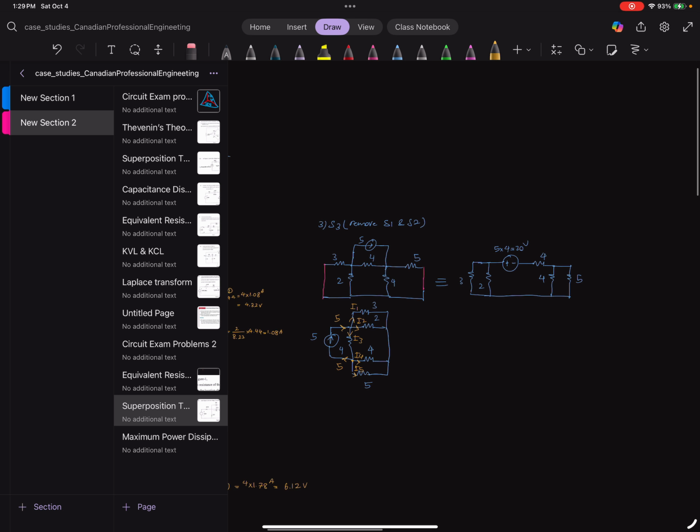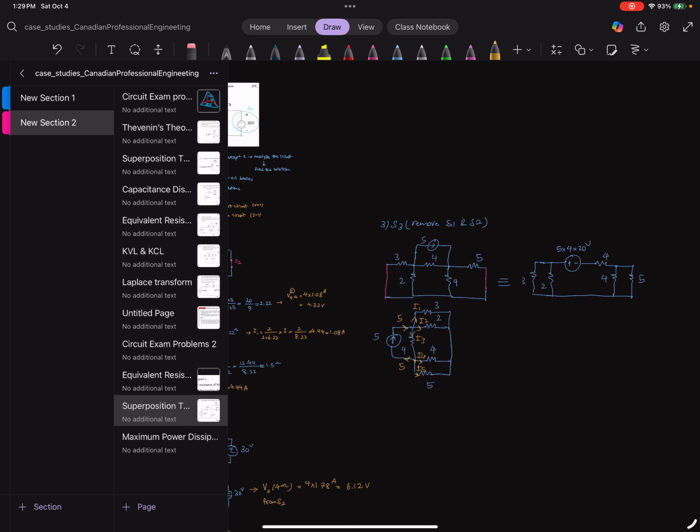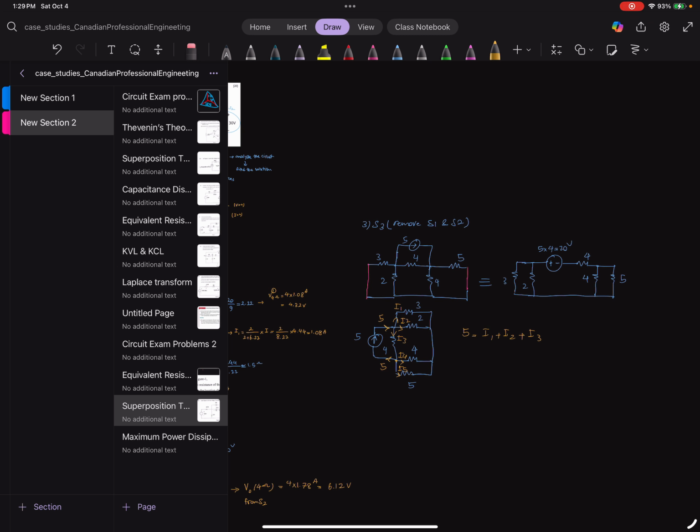Okay, so we have 2 nodes. We have to write the 2 nodes. So we have 5 amp coming in. It's I1 plus I2 plus I3. Then the 2 ohm and the 3 ohm have exactly the same voltage. So we have 3I1 is equal to 2I2.